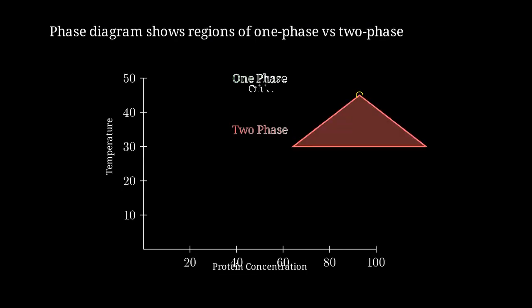Here's a typical phase diagram. The red region indicates two-phase behavior where droplets form. The green region is single phase. The boundary is called the binodal, and the yellow dot marks the critical point.